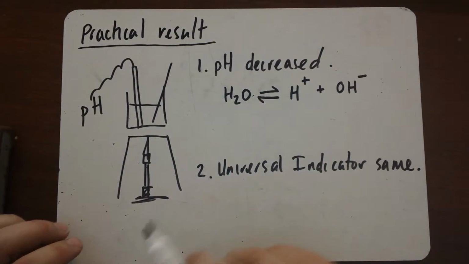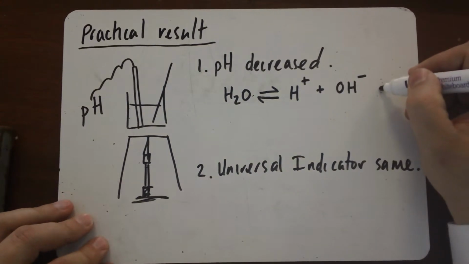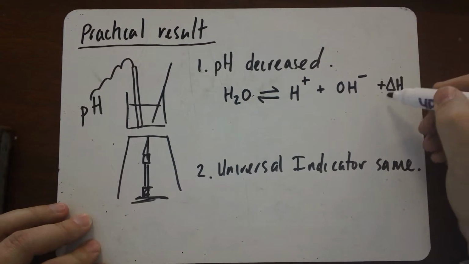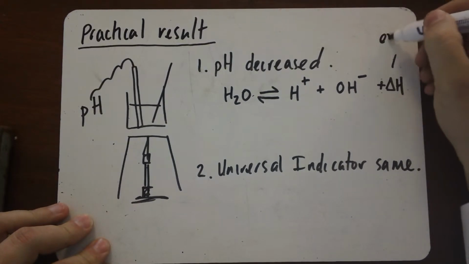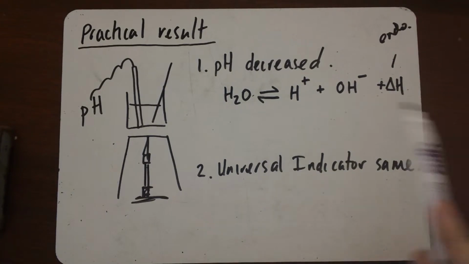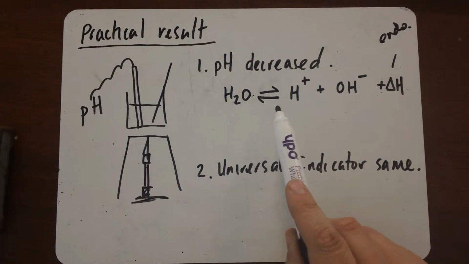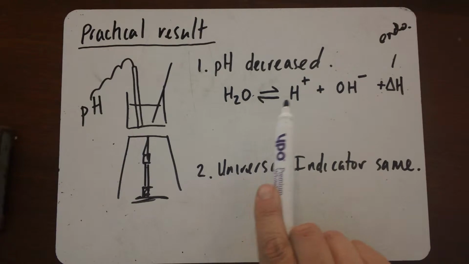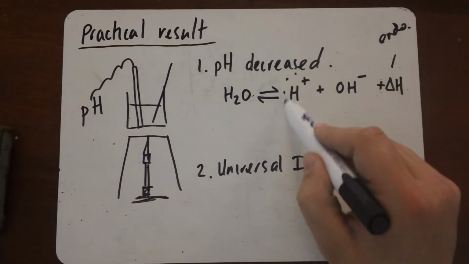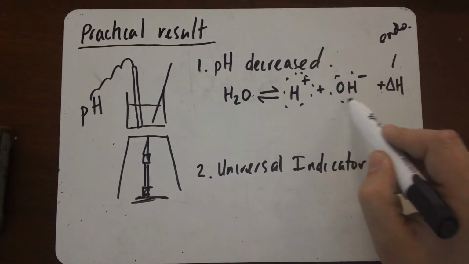Now, the forward reaction is endothermic, which means that when we put energy into the system, Le Chatelier's principle will state that it will favour the endothermic direction. So we will make more of these ions.